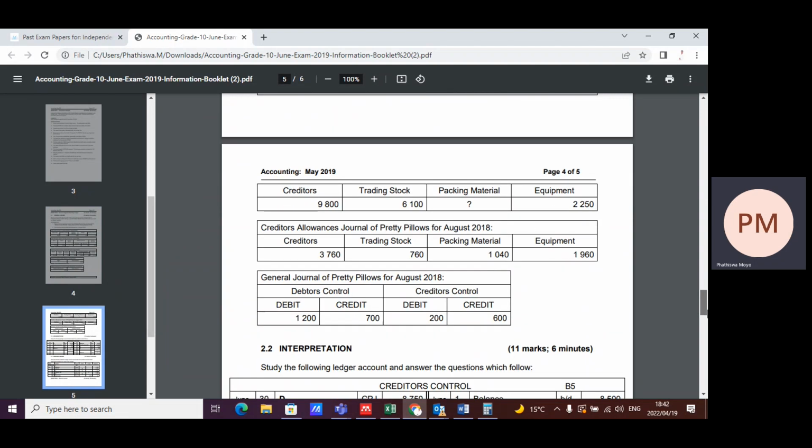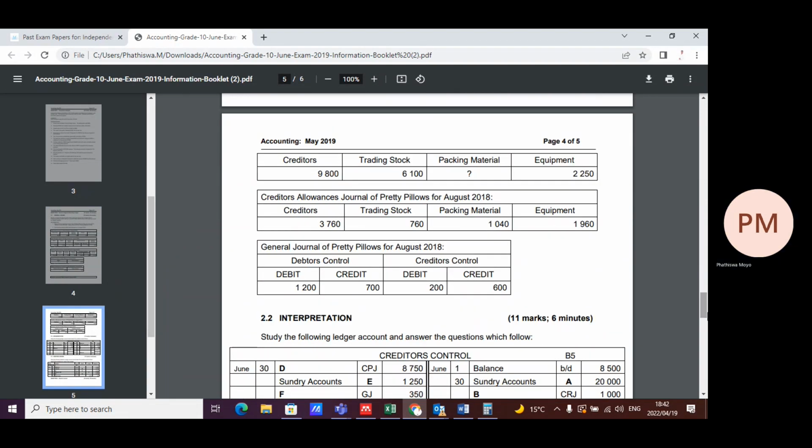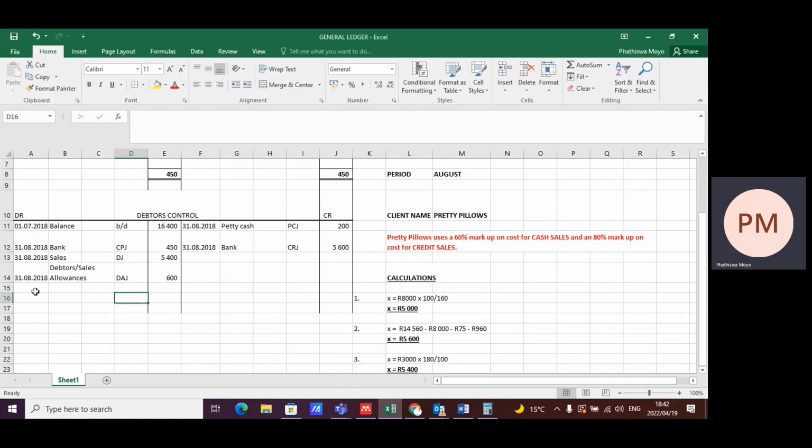So now that is the general journal. It was a debit entry and the credit entry in the debtors control. So we don't know what that was. So we can just write here, I'll just name it Sundries, because those are general entries that were not told what they were for.